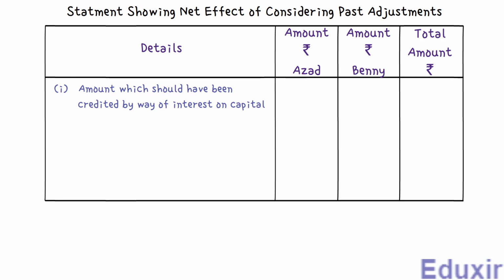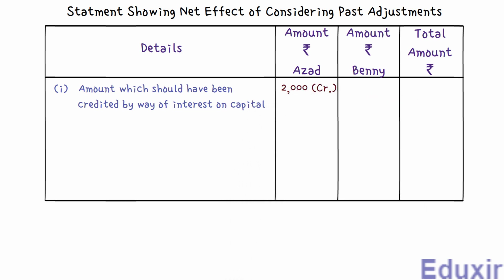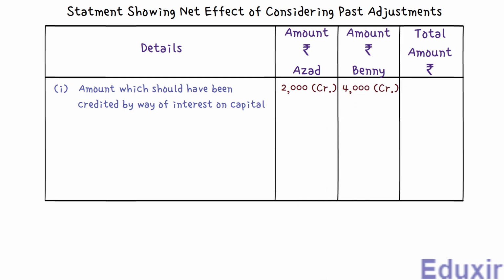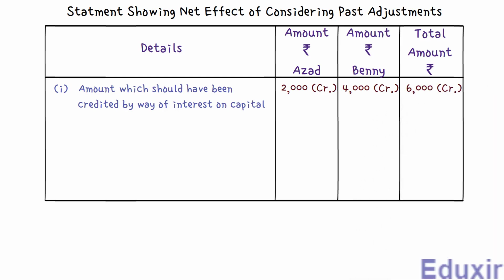For partner Azad, this is 2,000 rupees credit. For partner Benny, this is 4,000 rupees credit. Now, the total of these two credits is 6,000 rupees credit. With that, we have completed considering the interest on capital which was not credited earlier.